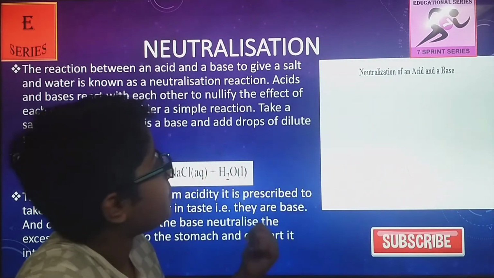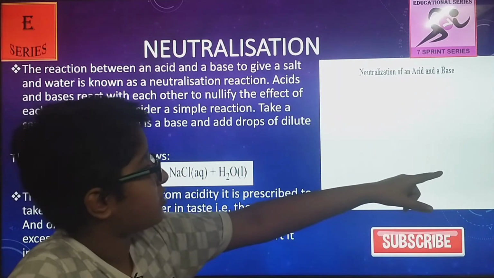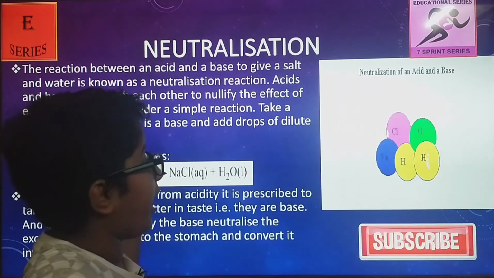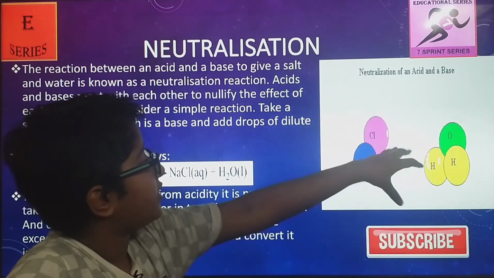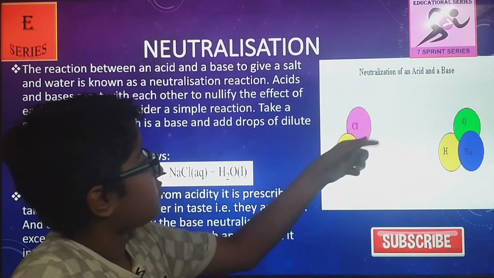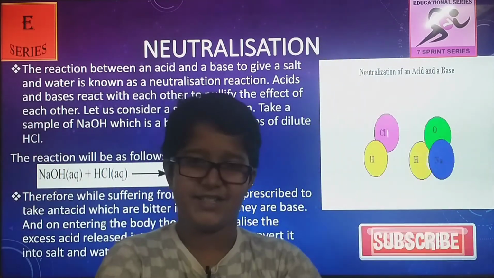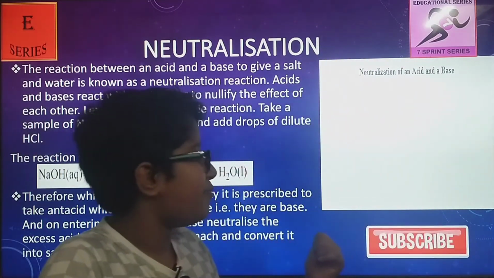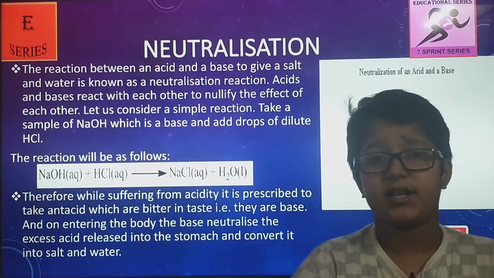You can see here it comes HCl, and there comes NaOH. So they come together and this becomes NaCl, sodium chloride, a salt, and 2H and O, which is a water molecule. This animation was quite good. I liked it. Now, let's see the neutralization effect in our daily life.